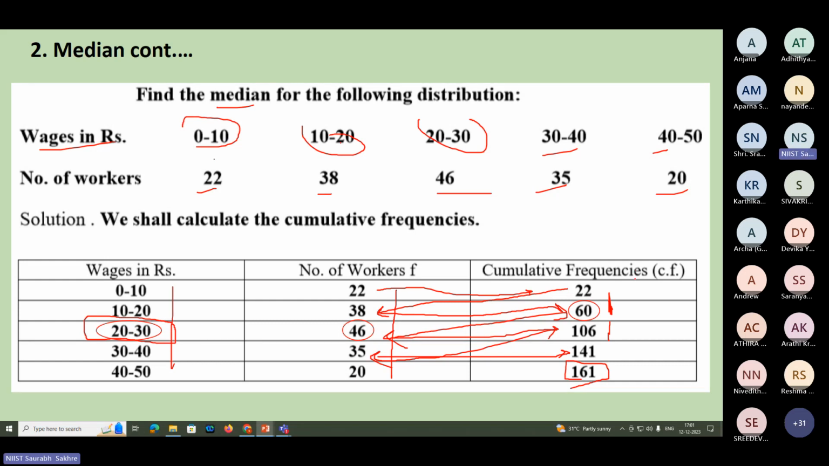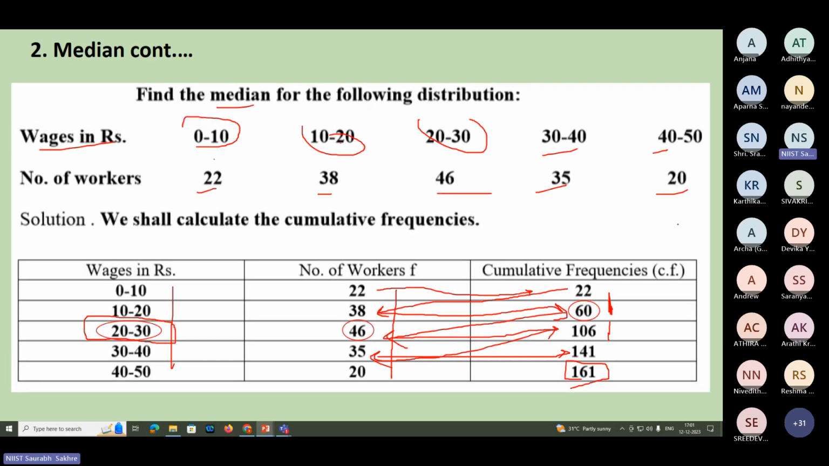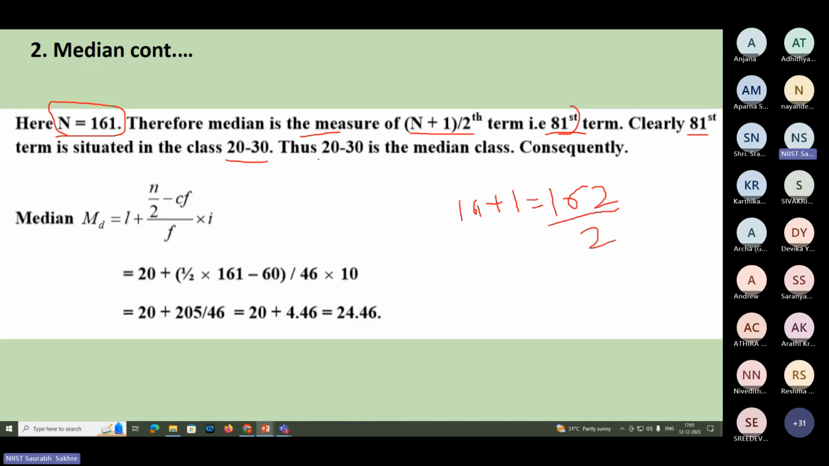I'll just explain one more time. I did n plus 1 by 2, and that is coming as the 81st term. Now the 81st term for sure is greater than 60, so I cannot take the class where 60 lies, 10 to 20. Naturally it falls in the next class. The next class is 20 to 30, so my median class is 20 to 30. I hope up to this point it is clear to you.